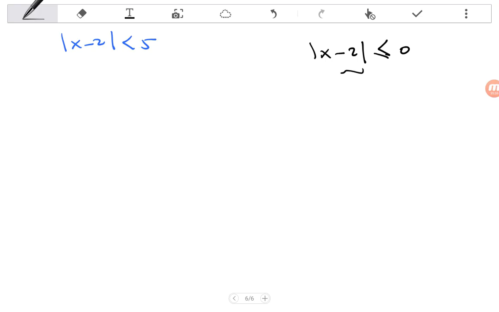An absolute value is always positive or 0. Can it be less than 0? No. Could it be equal to 0? Yes. So what is the solution of this inequality? It will be x minus 2 equal to 0, which is x equal to 2. That is the solution. Okay?